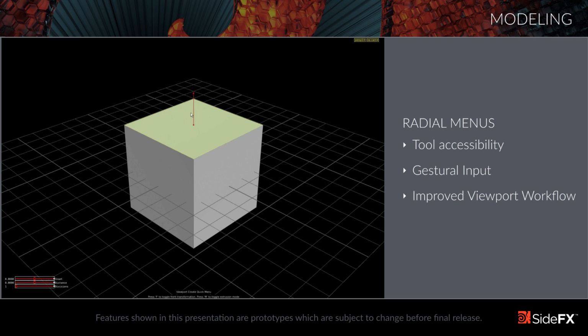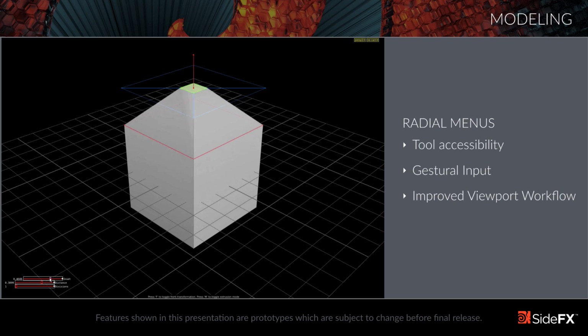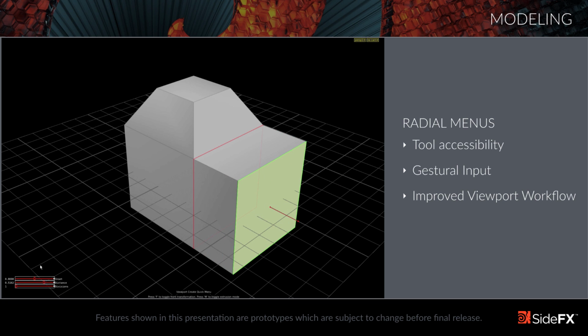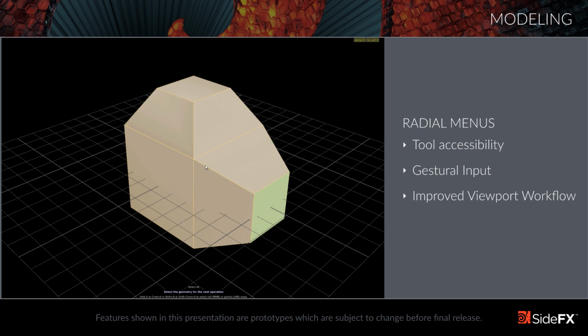With radial menus, you will have quick access to your tools using a menu that appears right at your cursor's current position. Here, you can see radial menus being used to turn on and off snapping, polyextruding faces, and subdividing a model. The radial menus you see here are just a prototype, and you can expect the tools associated with each menu to be optimized for the final release.